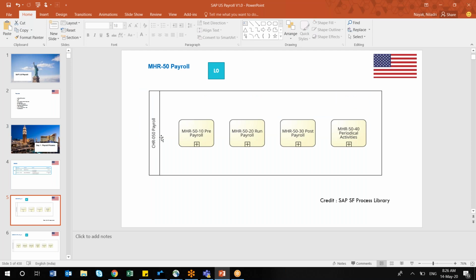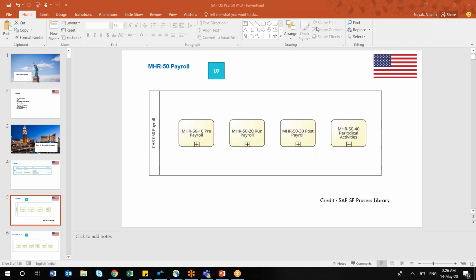When it comes to payroll processes, this is the high level or L0 level process overview. We have pre-payroll, run payroll, post payroll, and the periodical activities. Pre-payroll, as we have already covered in EC payroll, the relevant thing will be your one-click monitoring. If you recall, the one-click monitoring we covered in EC payroll, or what we call pre-payroll activities or simulation payroll, will be your pre-payroll activities basically.